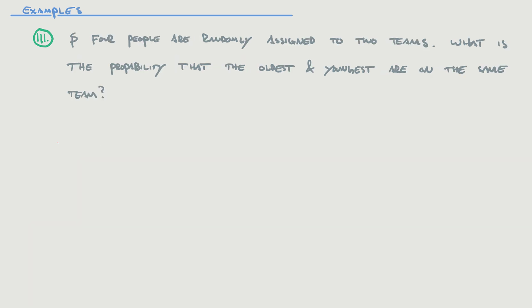Example number 3 is a little bit tricky, but it says, suppose 4 people are randomly assigned to 2 teams. What is the probability that the oldest and youngest are on the same team?